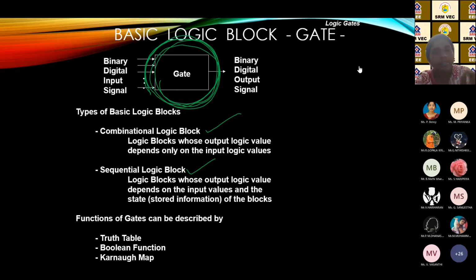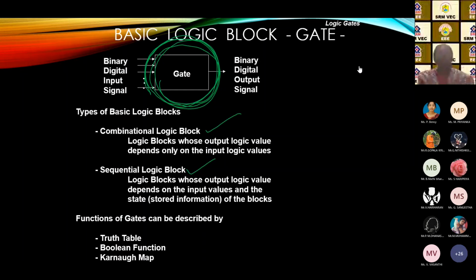Students, here the gates will not wait for anybody. If there is any change in an input, the output will change. In the case of the sequential logic block, the output will not only change with respect to the input, it will change with respect to the previously stored information. It will wait for the clock to perform the operations, wait for the clock to forward input to the output. So this is called a sequential logic block.